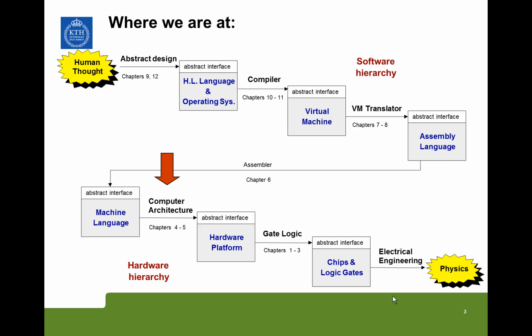Looking at the course structure, you see that we covered a large part of the hardware hierarchy. In the course, we designed chips, logic gates, and also a part of the hardware platform. We designed the arithmetic unit and the memories. We also discussed the machine language that we will use to program our computer. So now it's time to define the computer architecture in detail. And with that we will complete the hardware hierarchy of our computer.